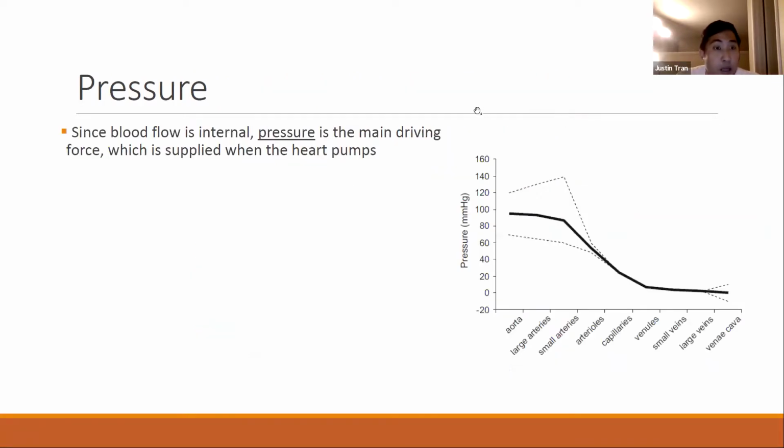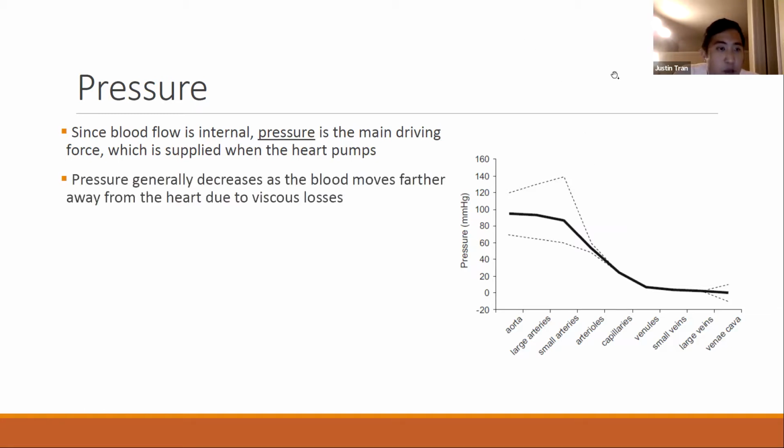All right, and so let's talk pressure, okay? And so I think this is kind of alluding back to Kevin's question earlier, right? And so since blood flow is purely internal, right, it's a closed system, pressure is the main driving force for the blood, okay? And this pressure force is supplied whenever the heart pumps, right? And so the heart pumping is going to cause a spike in pressure, and then that's going to drive the flow forward, okay? But actually, your blood pressure kind of varies depending on what location you're in inside the body.